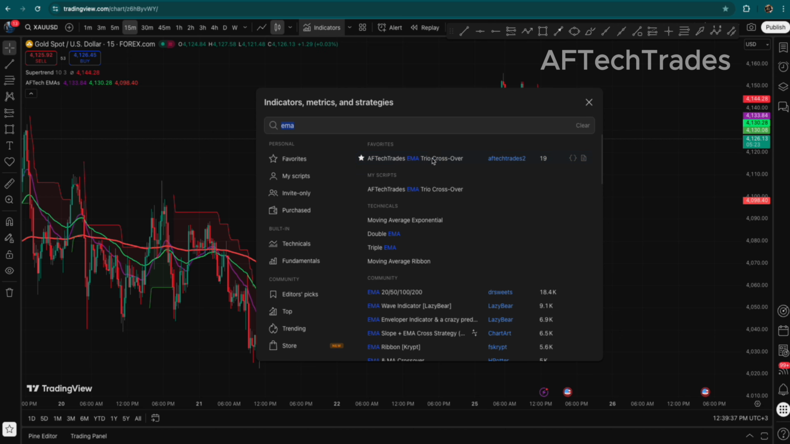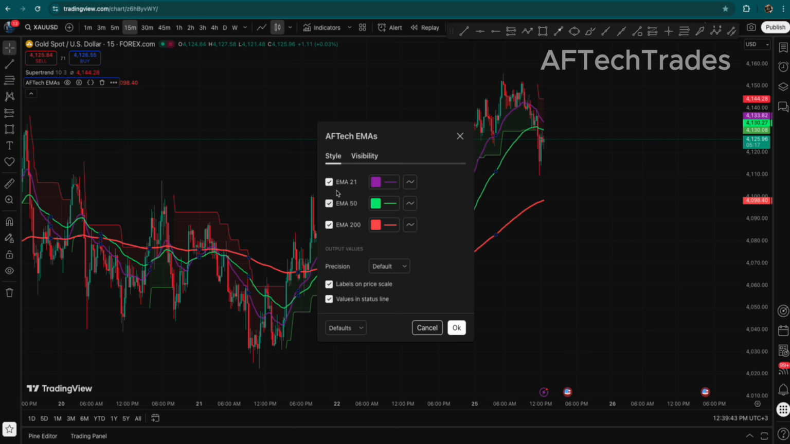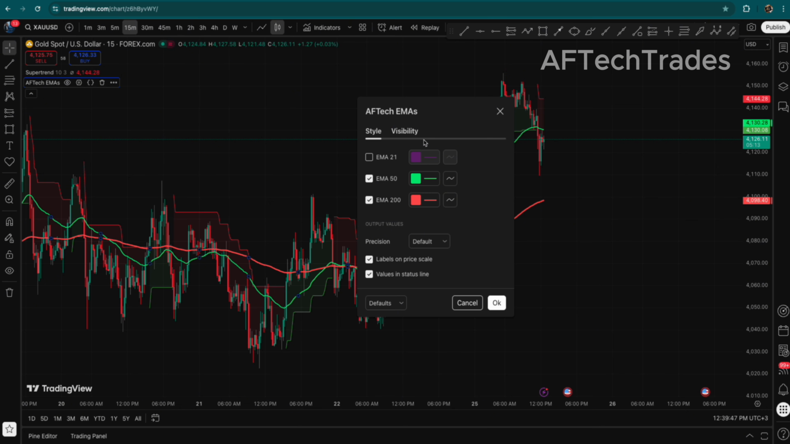Now let's add this indicator. So here is the indicator. You come to the settings of the EMA. You remove the 21. In this case, we don't need the 21 EMA for this strategy. We only need the 50 EMA and the 200 EMA.